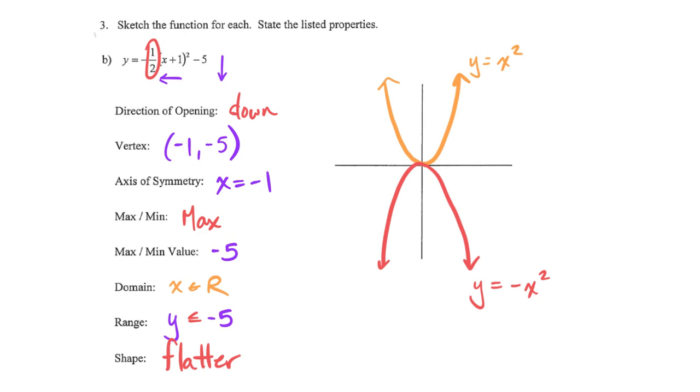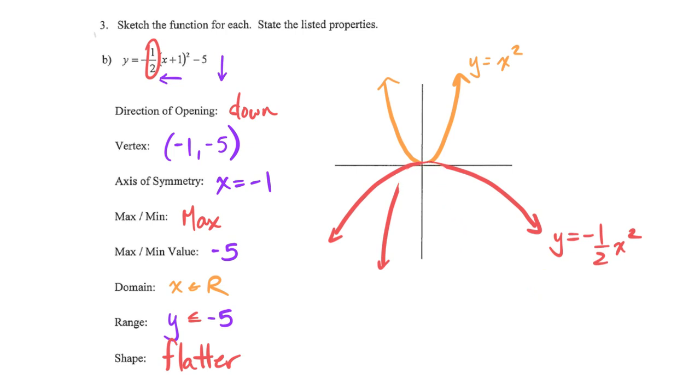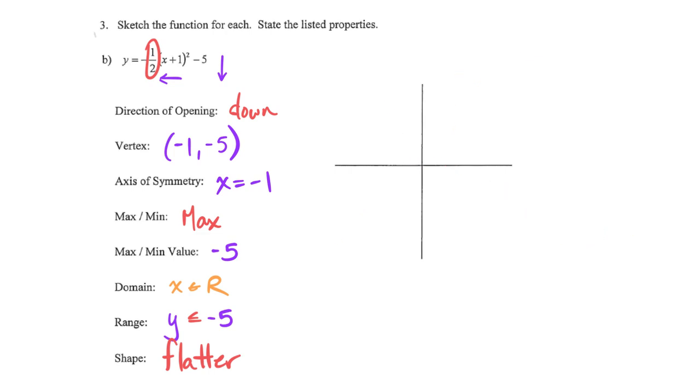But now I need to make it flatter. All of my y values become a half of what they used to be. There is my y equals negative 1/2 x squared. Now what I need to do is do the purple, which is shift that parabola to the left 1 and down 5, which is going to make my vertex, I don't know, somewhere around there, let's say. Okay, if I was to go through and now complete a crude sketch, it might look something like this.